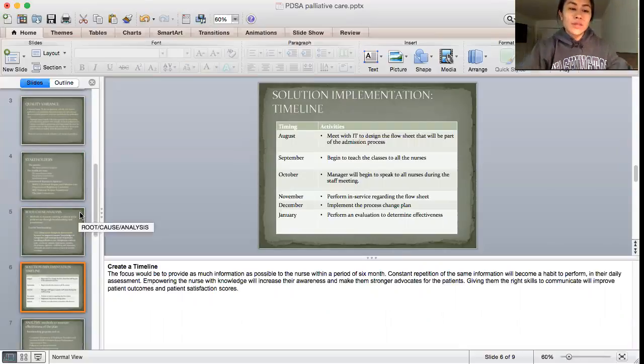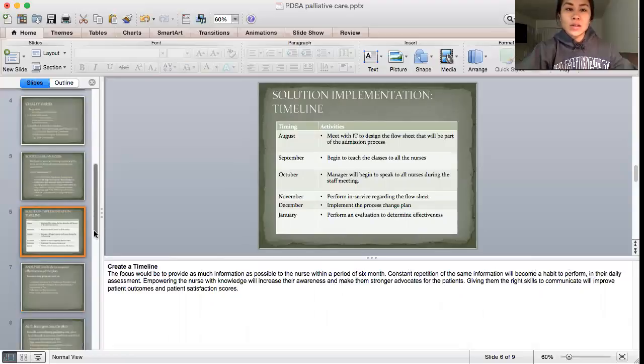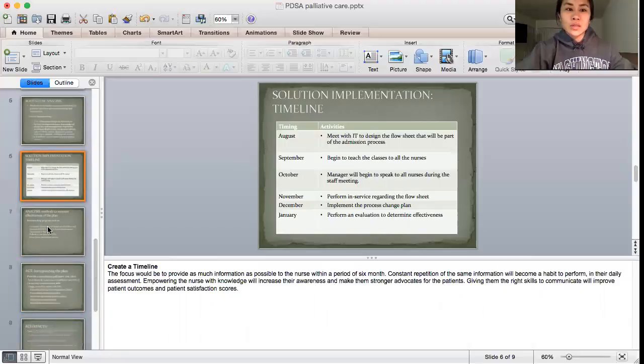Evaluating and determining the effectiveness would be by performing in-services regarding a flow sheet. A timeline would be created to assess the effectiveness throughout a period of 6 months. Constant repetition of the same information would provide habit to perform in their daily assessment. Empowering the nurses with knowledge will increase their awareness and make them stronger advocates for the patients. Giving them the right skills to communicate will improve patient outcomes and patient satisfaction scores.